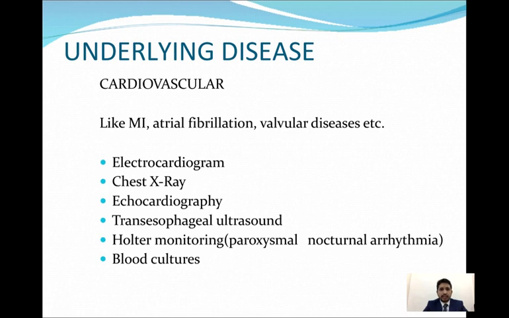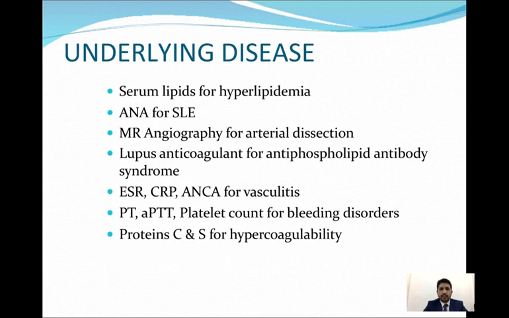Then comes a late investigation in which we try to find out underlying diseases like cardiovascular diseases, where we would like to find if there is an MI, atrial fibrillation, other kinds of arrhythmias, or valvular heart disease. The investigations are standard like ECG, echocardiography, heart monitoring, and blood culture if we suspect infective endocarditis. Other risk factors: serum lipid profile for hyperlipidemia, ANA for SLE, MR angiography if we suspect arterial dissection, lupus anticoagulant for antiphospholipid syndrome, PT, PTT, platelet count for bleeding disorders, protein C and S for hypercoagulable state.